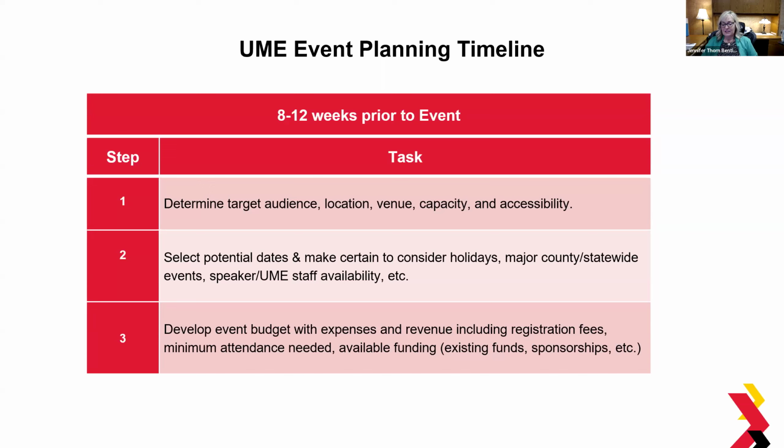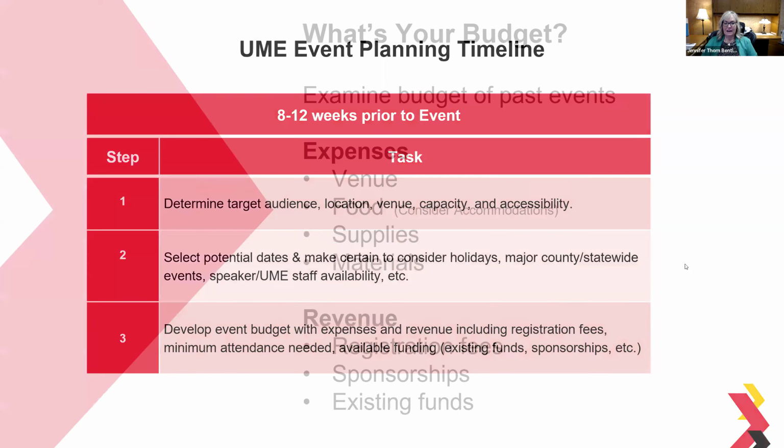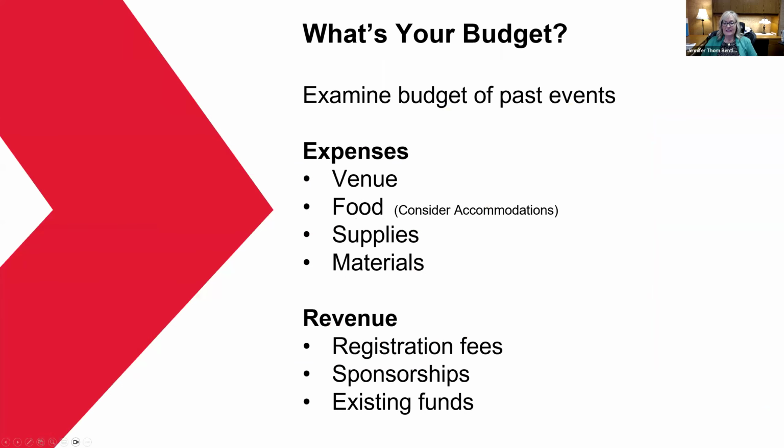And then, of course, budget. Budget's always key. Looking at the expenses and revenue, and including the registration fees, the minimum attendance needed, and the available funding that you might have. So examining the budget of past events. Okay, have you done this event before? Or if you are a new faculty member, the person before you, have they done that? What did it cost, and what have we brought in terms of revenue?